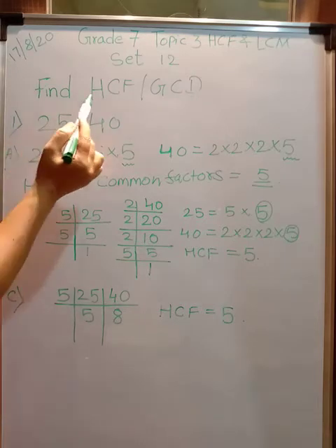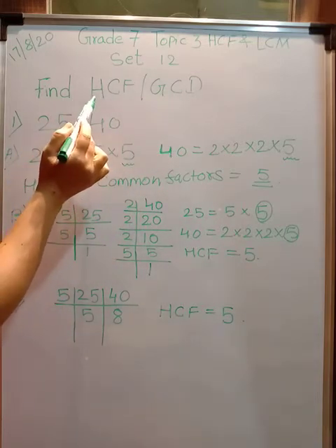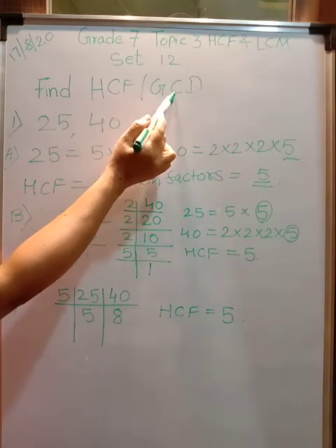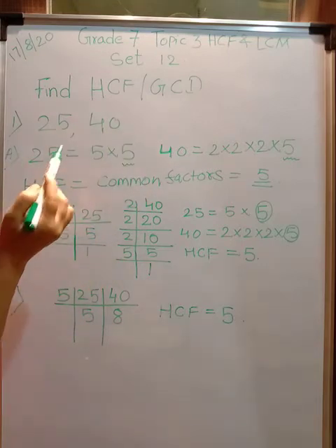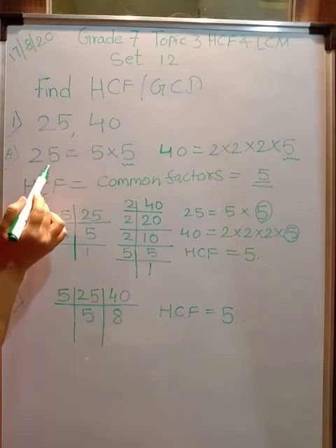That is find HCF or GCD. Now what do you mean by HCF? Highest common factor or greatest common divisor. Either 2 or 3 numbers are given and you have to list all the factors. Factors means what? For example, 25.